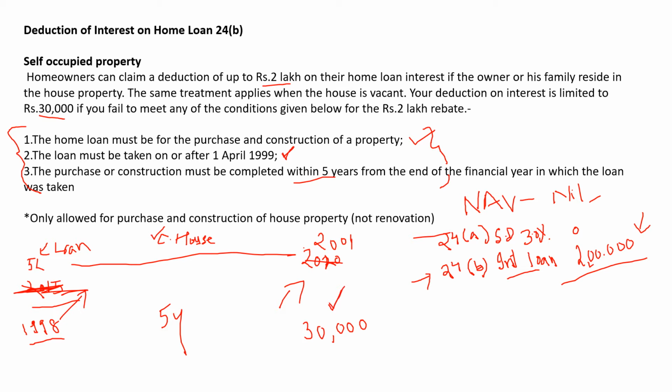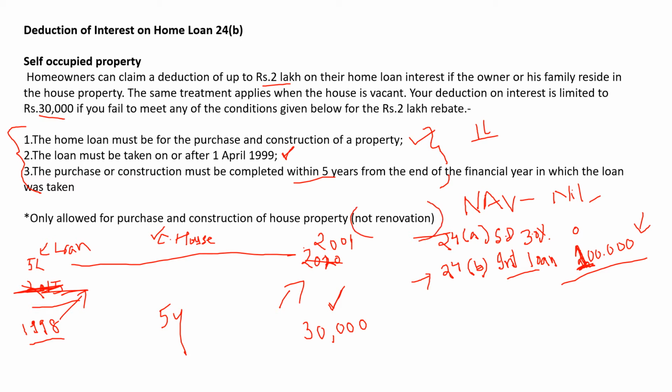But if our question mentions only that our loan amount is 1 lakh, I will not get a deduction of 2 lakh. In that case, I will get a deduction of 1 lakh only. That means maximum we will get a deduction of 2 lakh or 30,000, whichever is the case. Understood till here? And also one thing you need to remember is that the loan amount should not be for renovation purpose.